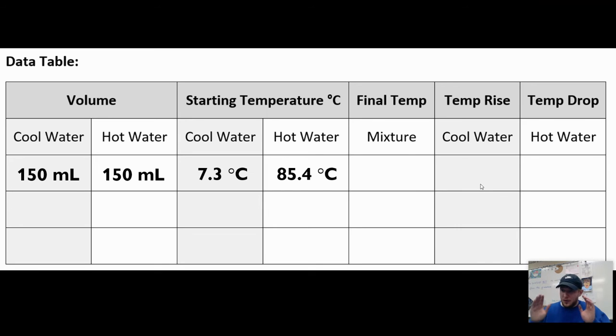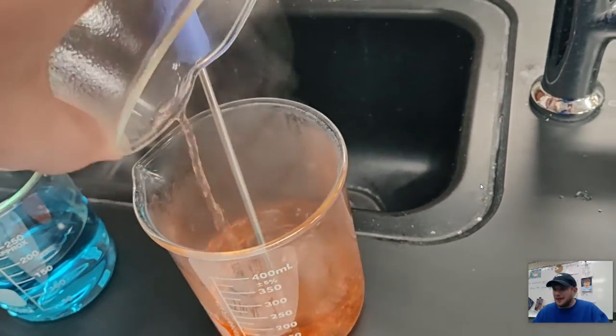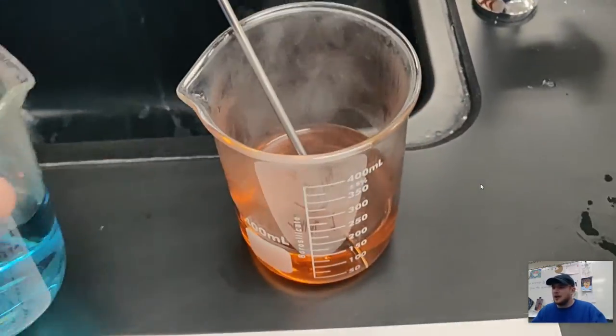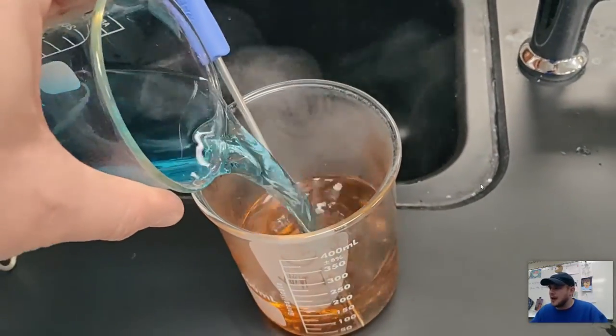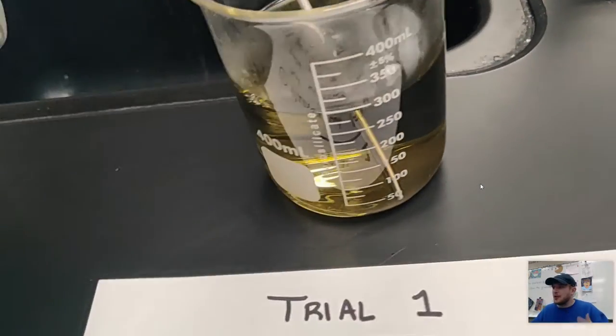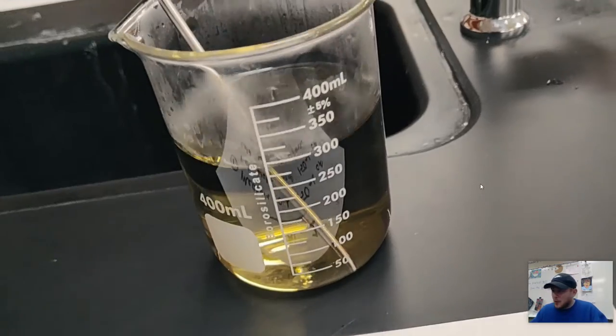All right, so now we have our cold water, hot water temperatures. And now what we're going to do is mix them together, equal amounts. This is the entertaining step. So we're mixing our hot water and our cold water in an empty beaker together. You can see the colors kind of mix. But what temperature are they going to land at? That's the question. One was about 7, one was about 85.